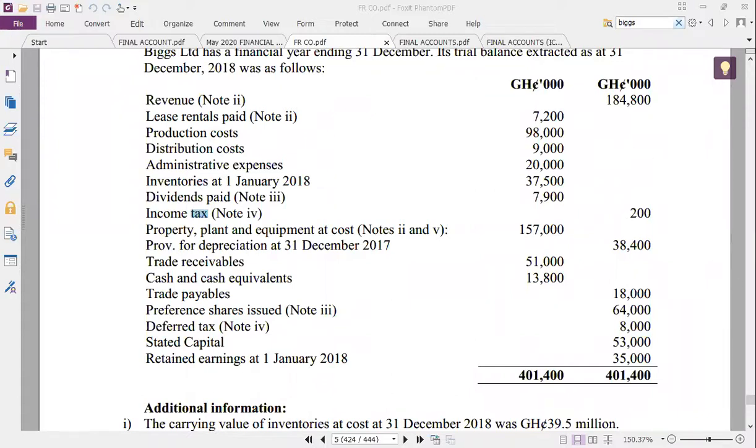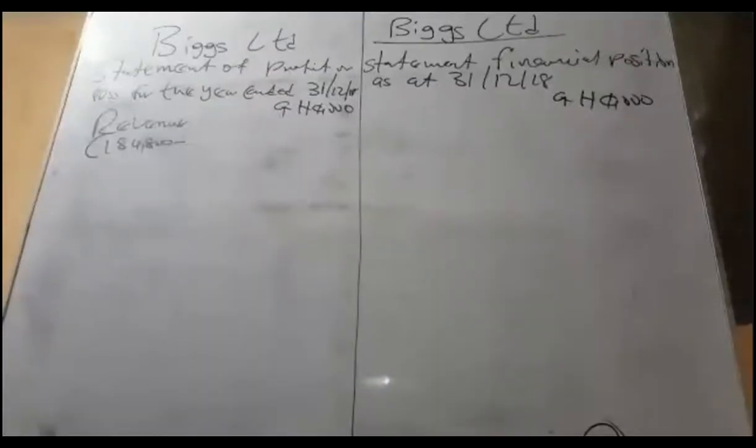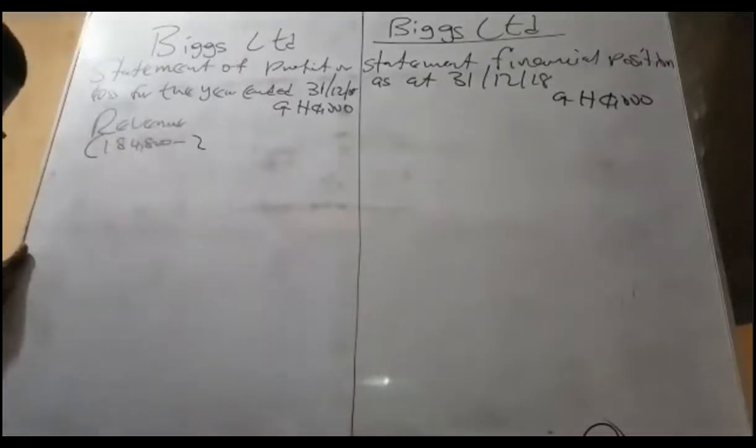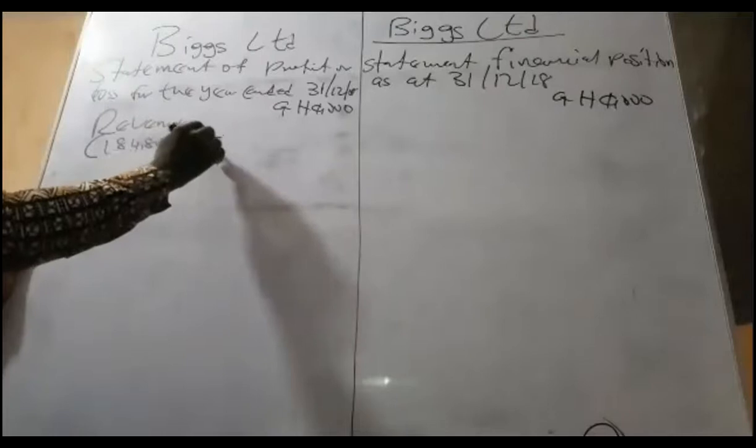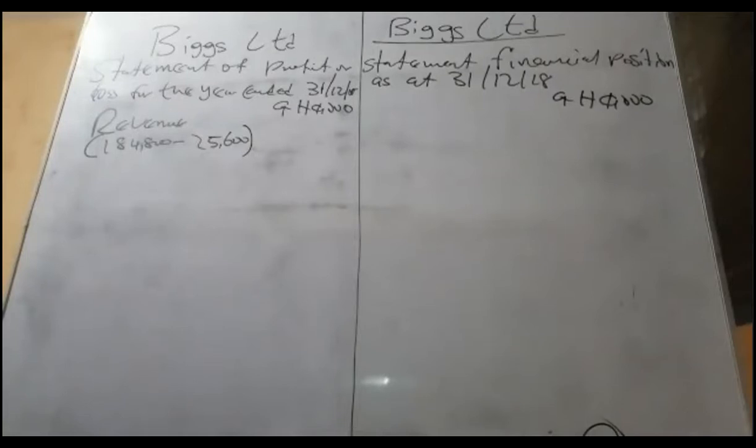Less note 2. Note 2 is 25.6 million. So 25.6 million. Take it from there. Great. So 25,600. Great. Answer.